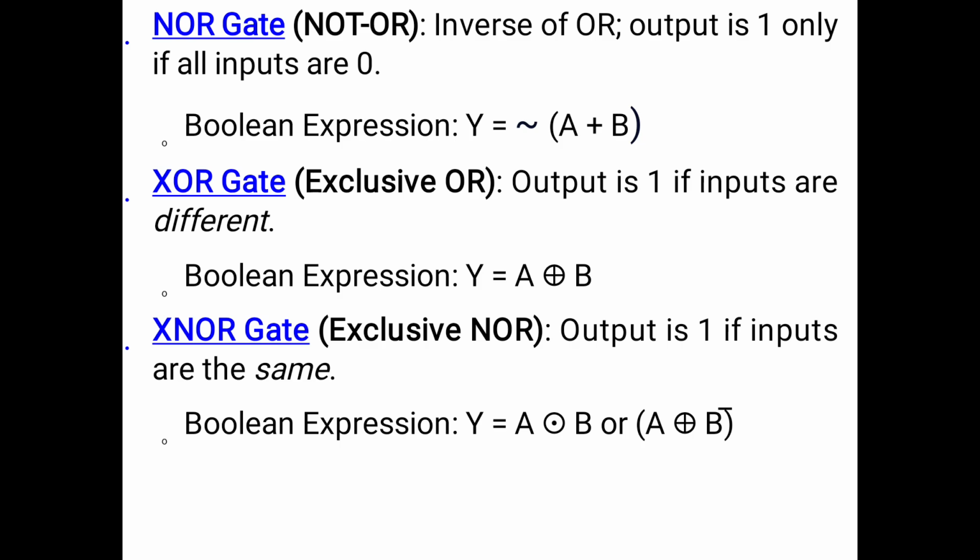XOR gate or exclusive OR gate. Output is 1 if inputs are different. It can be given as y is equal to a XOR b. And XNOR gate, exclusive NOR gate. Output is 1 if inputs are the same. Y is equal to a XNOR b.